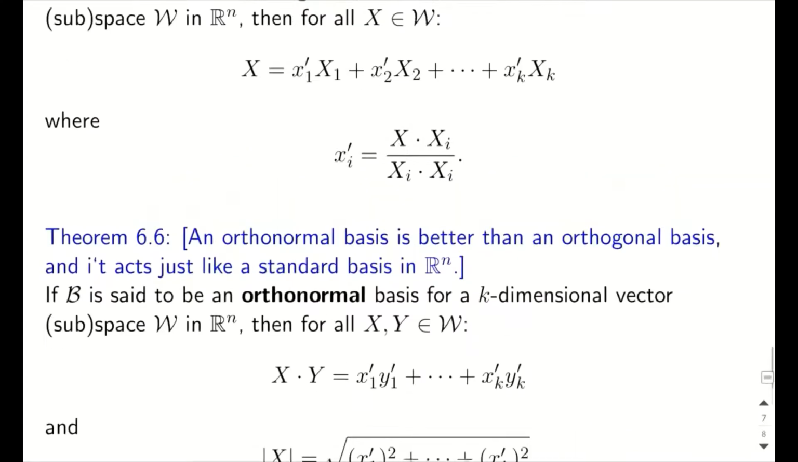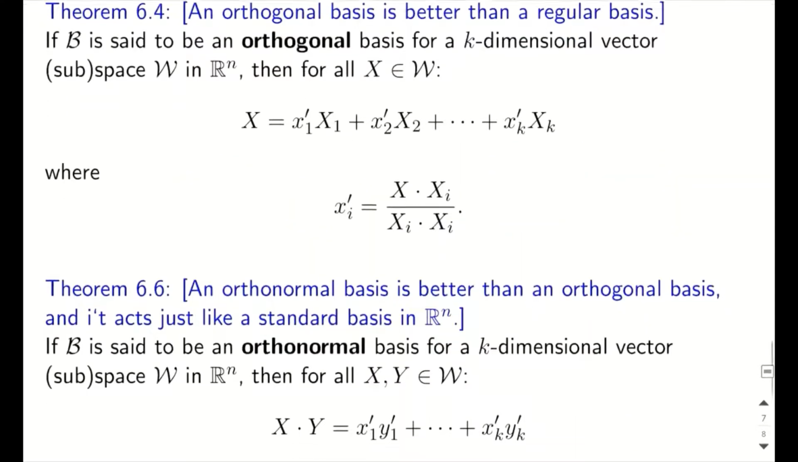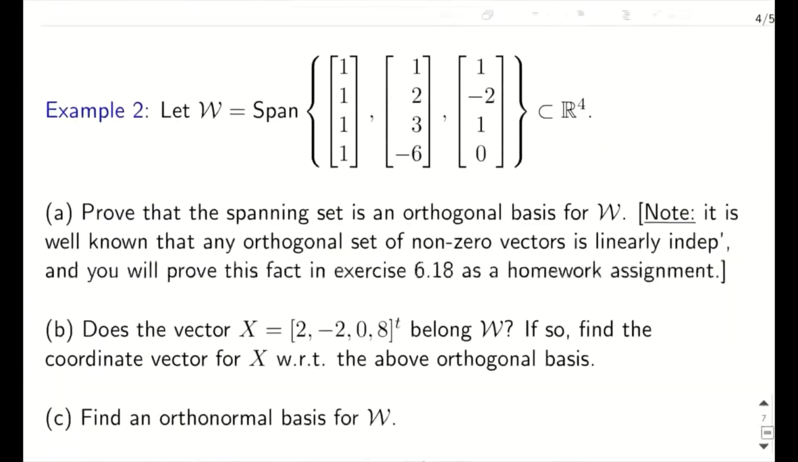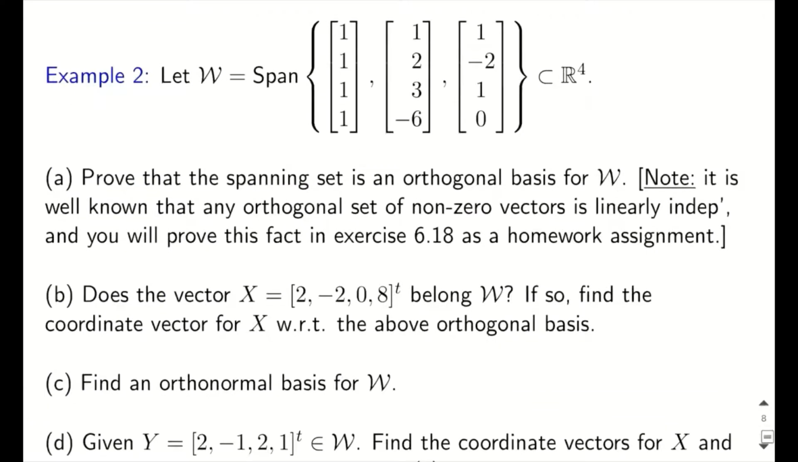All right, so let's consider an example. Example number 2. Let W be the span of the three vectors in R4. All right, so this is a subspace in R4. Prove that the spanning set is an orthogonal basis for W.